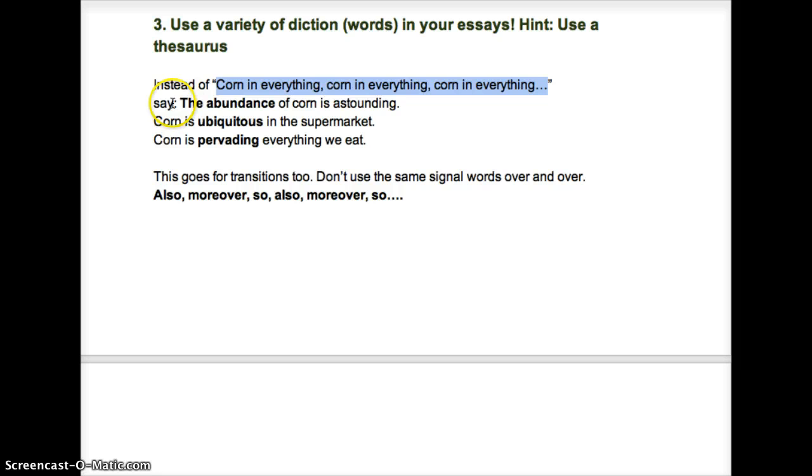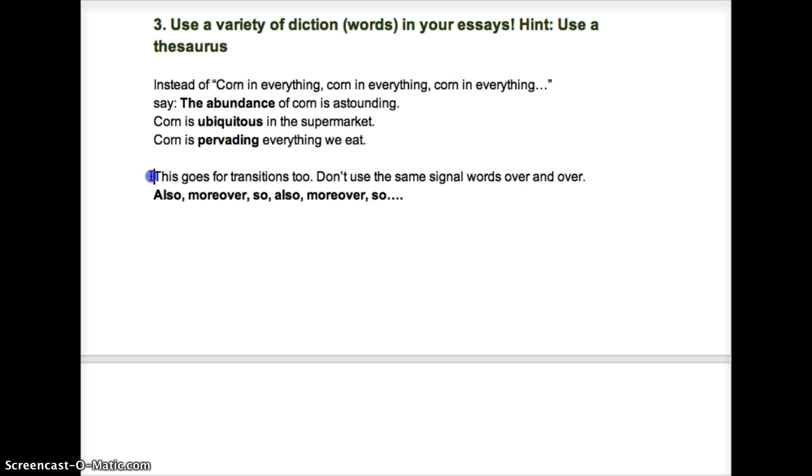There are lots of different ways to say things. The English language is very rich, and you can find multiple ways to express the same exact idea. So, the abundance of corn is astounding, or corn is ubiquitous in the supermarket, or corn is pervading or pervasive in everything we eat. These express the same kind of idea, but they don't say corn is in everything, not with the same exact words.